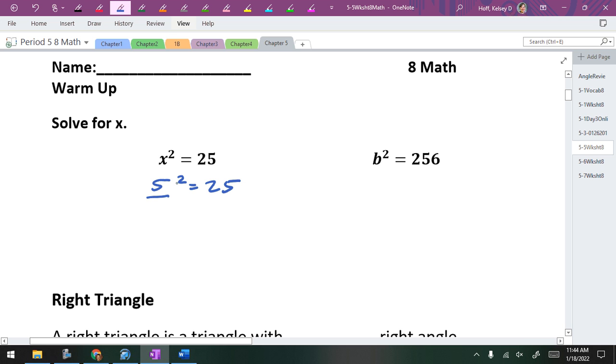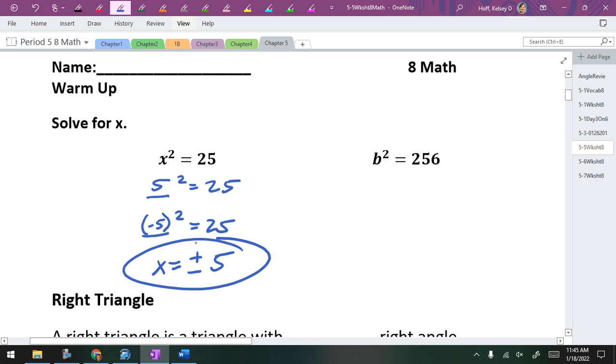But I'm going to tell you there's another answer. There's another number times itself that gives me 25. Lane? -5. Nicely done. -5 times -5 is also a positive 25. So when you take the square root, you technically have two answers. So what we were writing back in chapter 1, we would say x equals plus or minus 5. A positive or a negative 5.